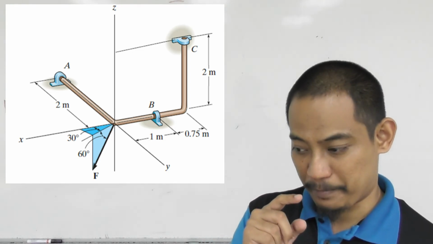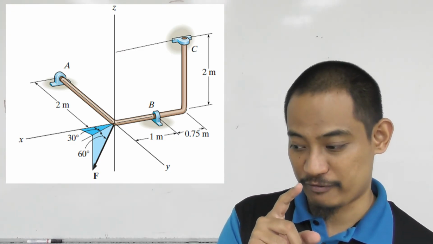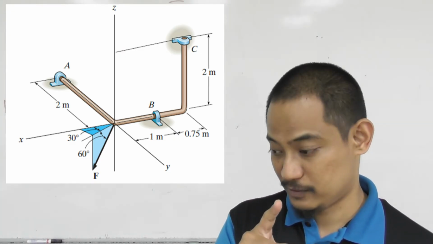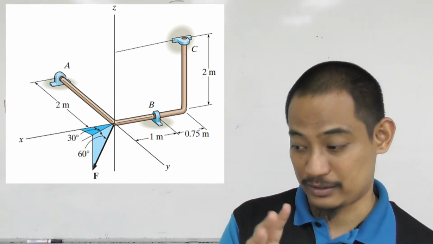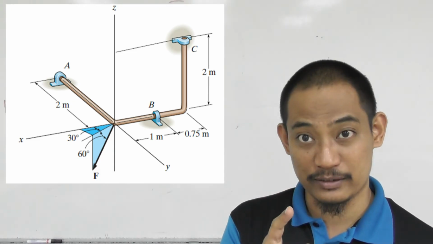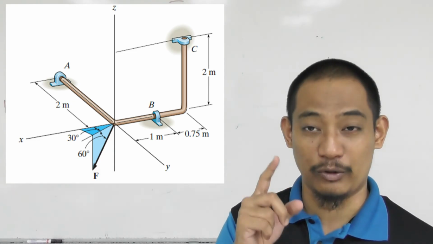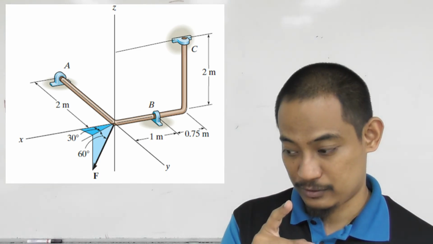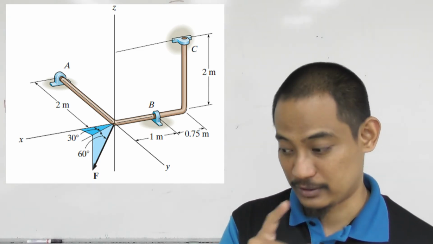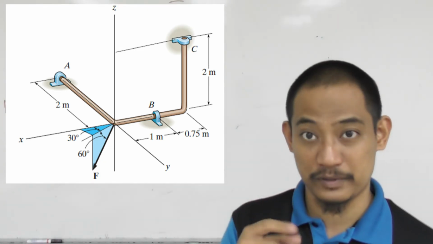Now, if you go at point B, right, where you have the journal bearing, at point B, do you have BX? You shouldn't have. There's no BX because it freely moves in X. Do you have BY? Yes, you have. Do you have BZ? Yes, you have. Do you have MBX? No, you don't, right? Because it's free to rotate about X. Do you have MBY? Yes, you have. Do you have MBZ? Yes, you have.